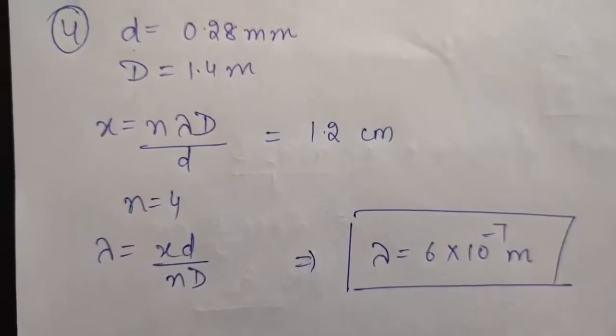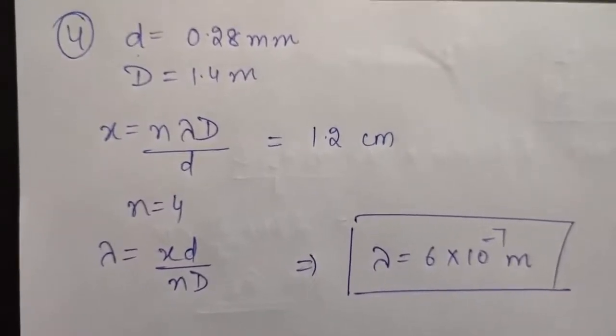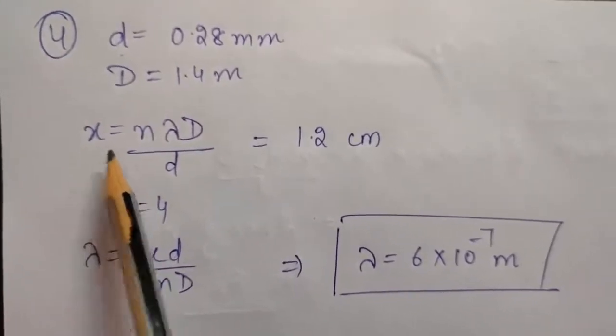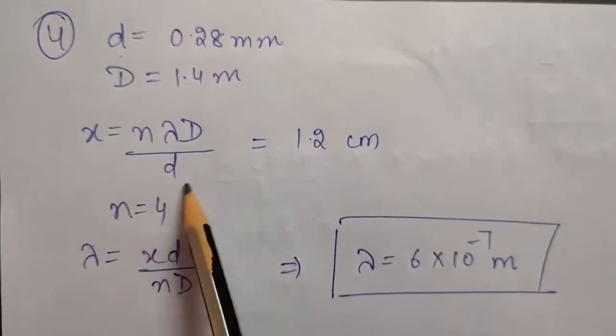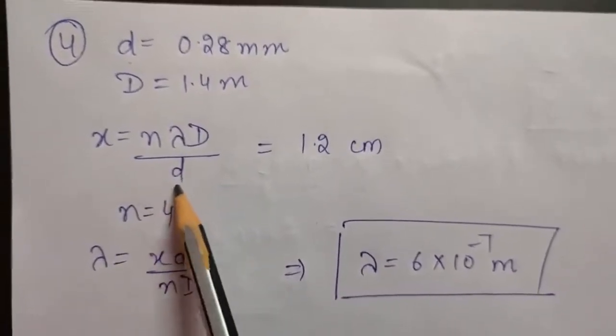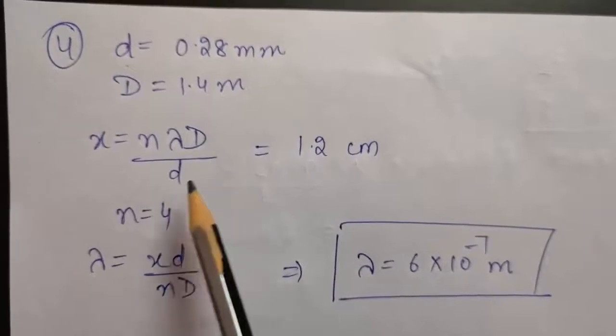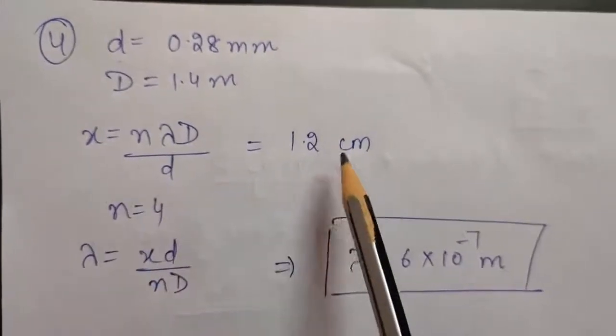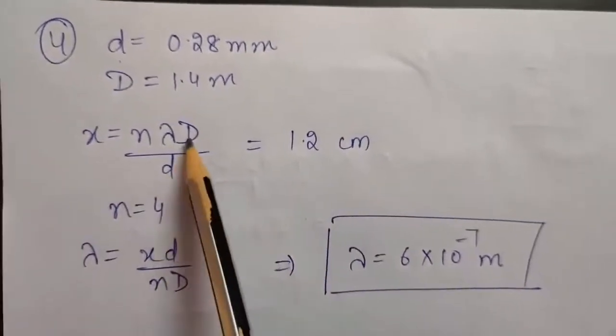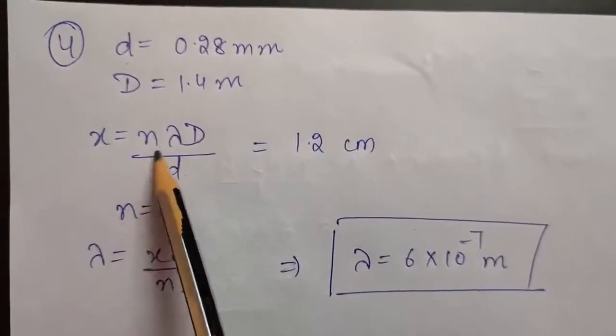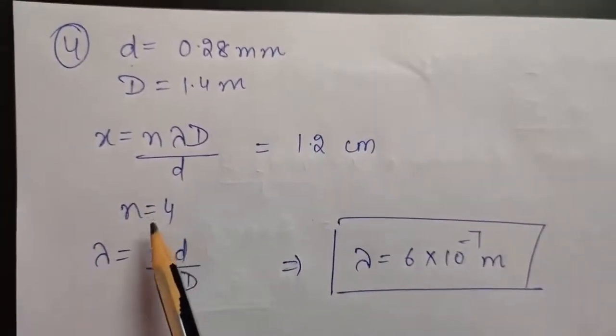So as you know, the position of any bright fringe is given by x equals n lambda D by d, because bright fringe means constructive interference, and you have calculated this condition. This x is given to be 1.2 centimeters. So now you know capital D, you know small d, and you know n also. It is given to be the fourth bright fringe, so that means n will be 4.